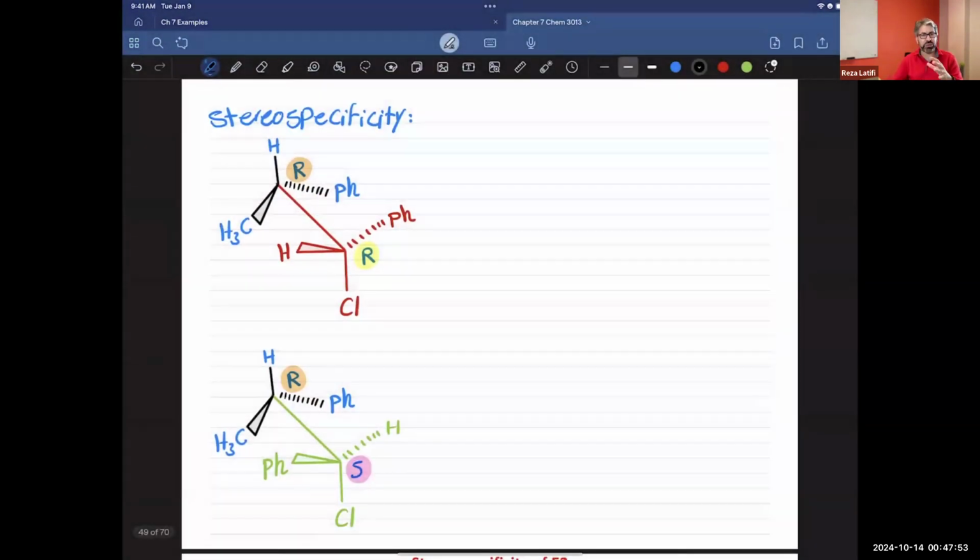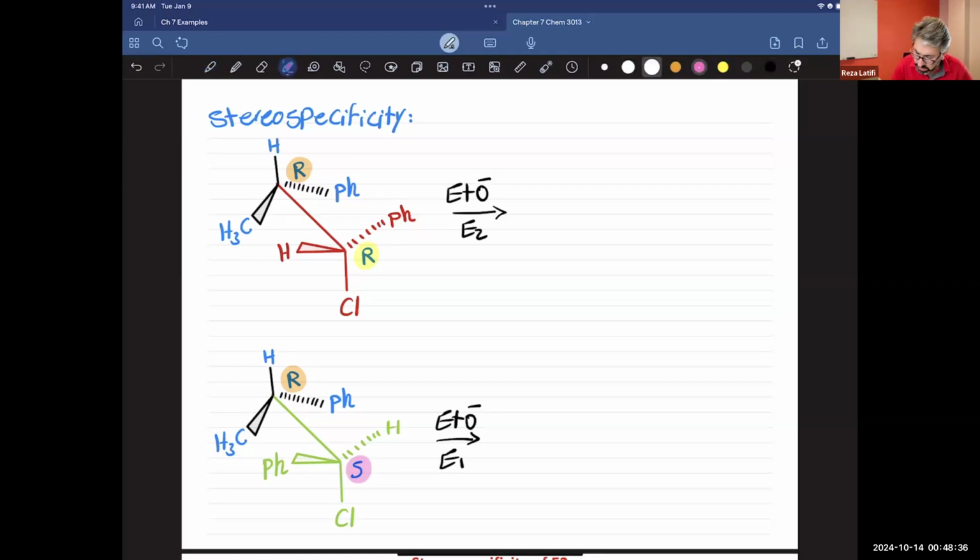Now, how about stereospecificity? For stereospecificity, I have R and R, and in the next molecule, I simply change the position of these 2 substituents. Okay, I switch the position of phenyl with hydrogen. If you flip them, clearly the configuration will be opposite. From R, it will turn to S. Now, if I treat them with, again, the same base to do E2 elimination, I want to do E2 elimination. The product that I will get, of course, this one will be gone, and hydrogen as well.